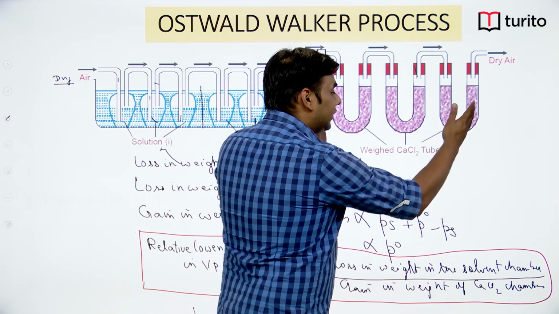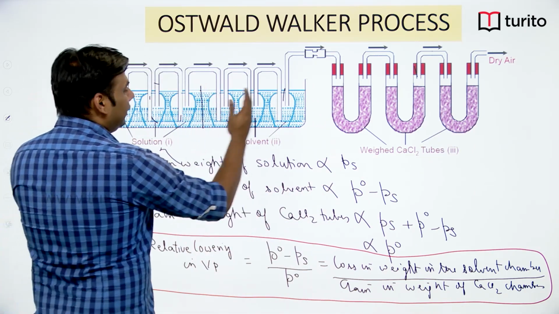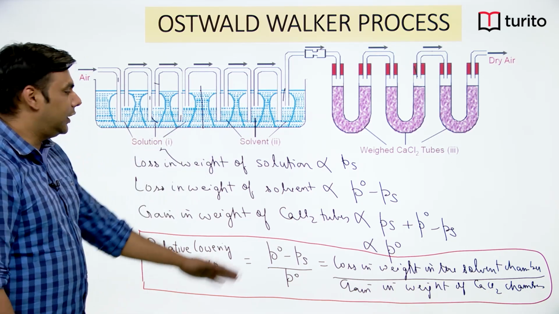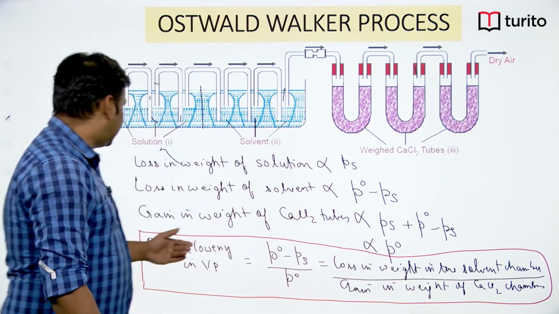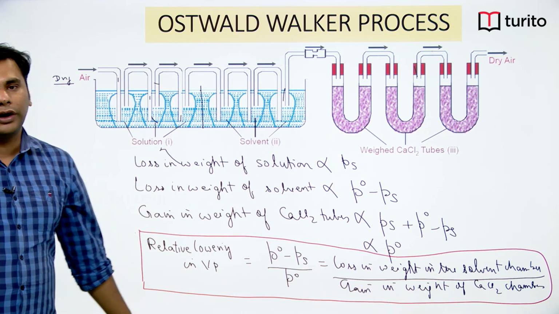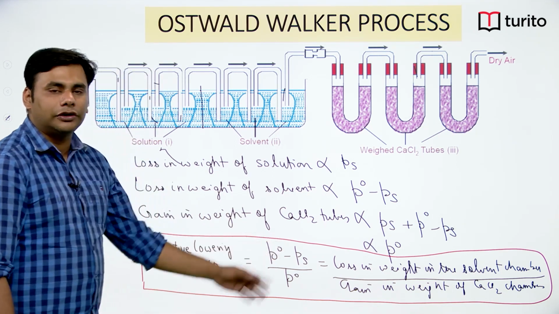So the mass gained by the calcium chloride tube will be proportional to the total vapors that were present over here. Okay, so it would be the sum of these two. So we'll say that the gain in weight of calcium chloride tube is proportional to P naught. Okay, so hope this is clear to everyone. You can just write it. There are direct questions on this.